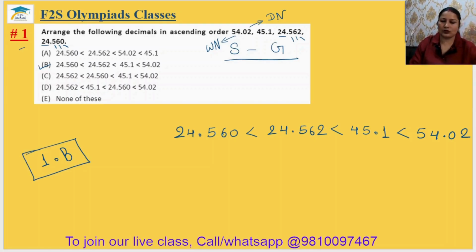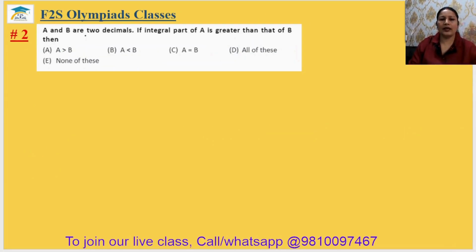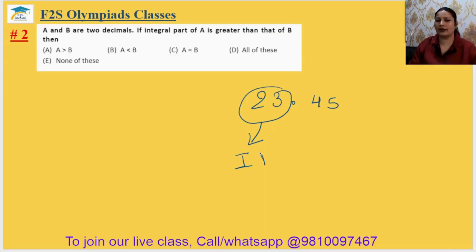Come to question number 2. A and B are two decimals. If the integral part of A is greater than the integral part of B, integral part means the whole number. Suppose there is 23.45. So this part is known as the integral part and this part is known as the decimal part. So if the integral part of A is greater than that of B, then the number A will be greater than B. The second answer will be option A.